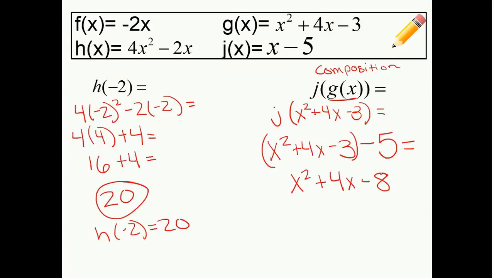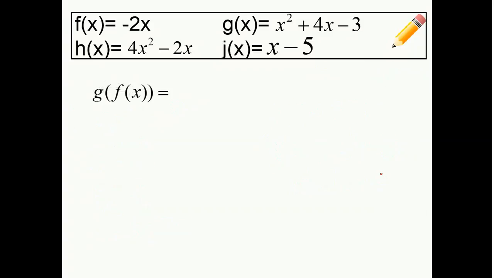And let's take a look at another one here. So I have g of f of x. So into g, I'm going to put f of x in its place. So let's take a look at that. So g of f of x. What is f of x? f of x is negative 2x. What does this mean? This means that I need to take negative 2x and put it wherever I see an x in g.